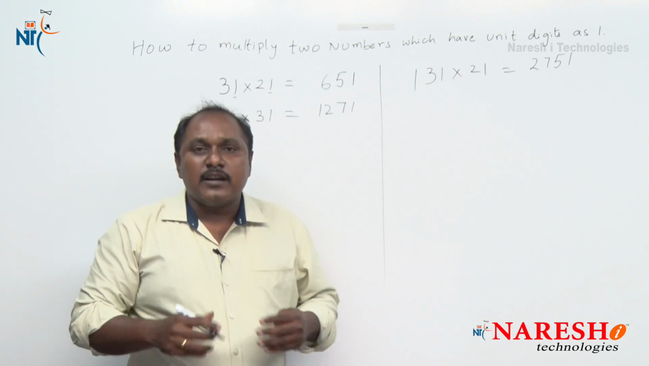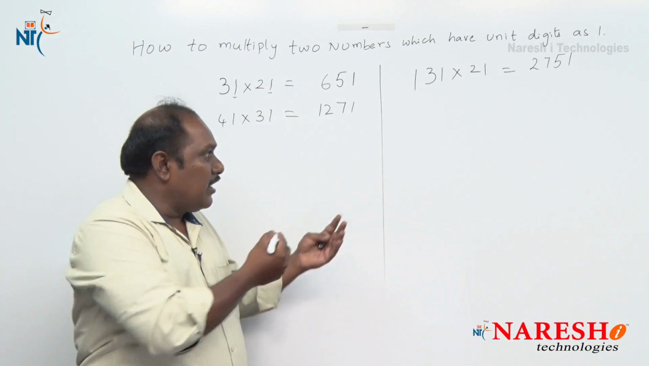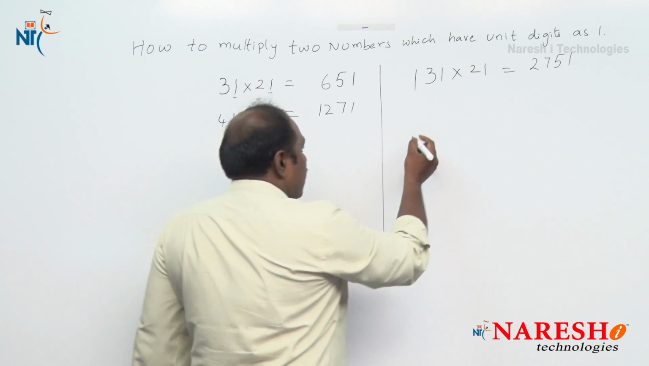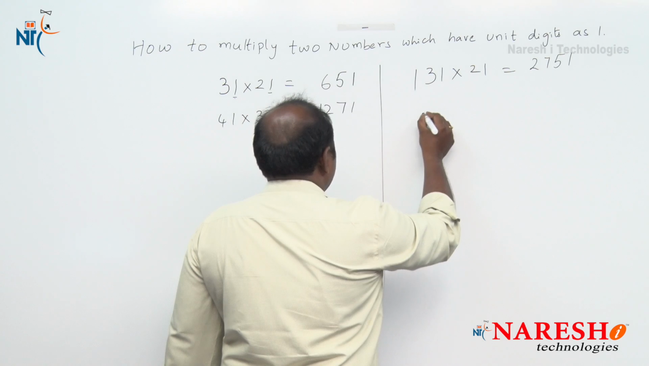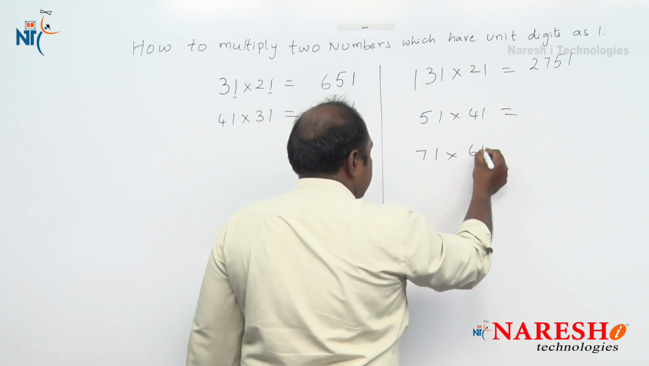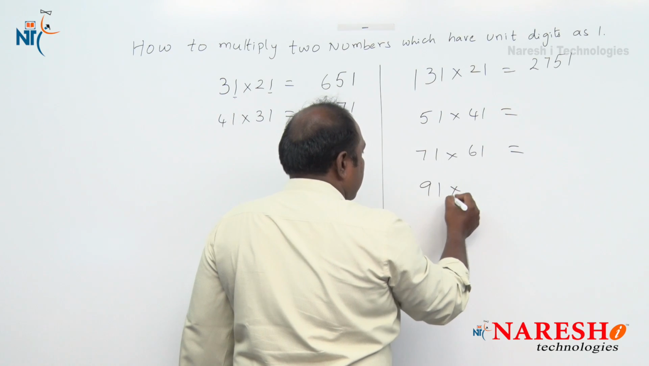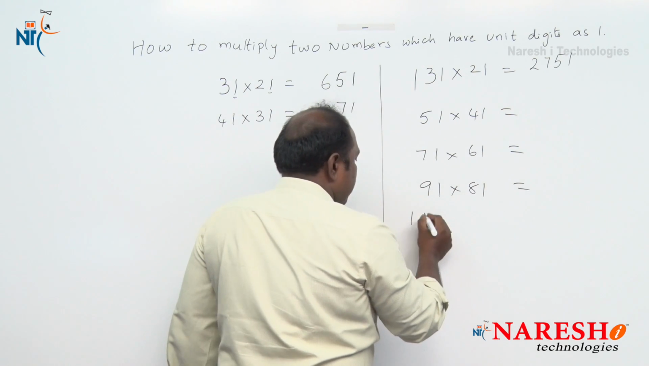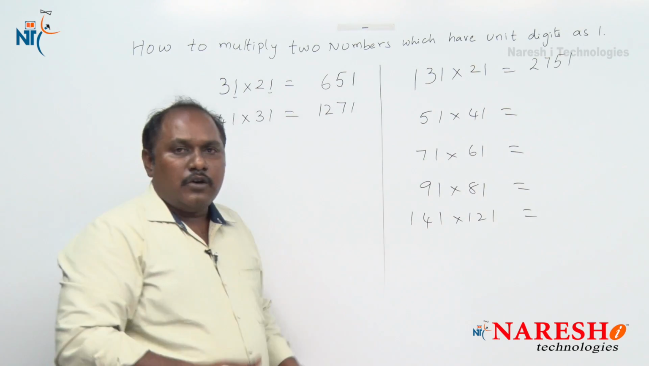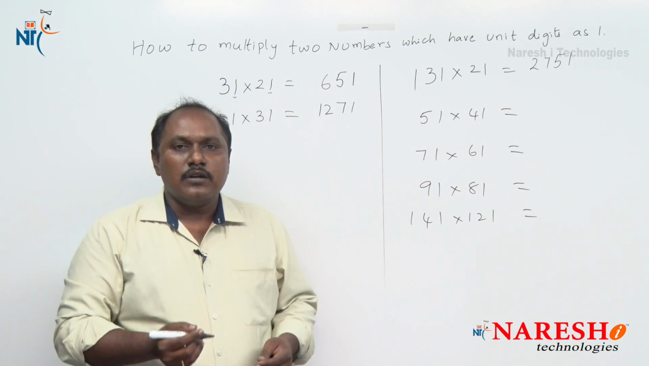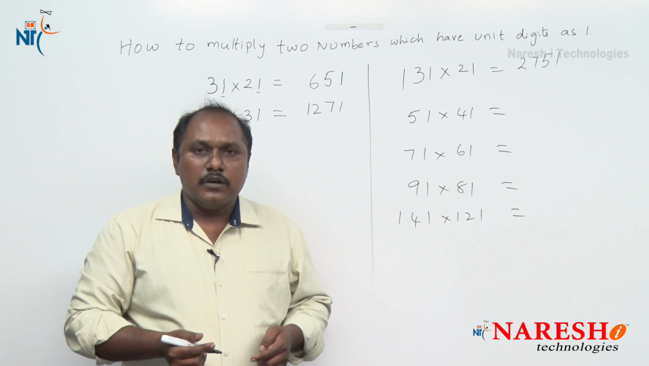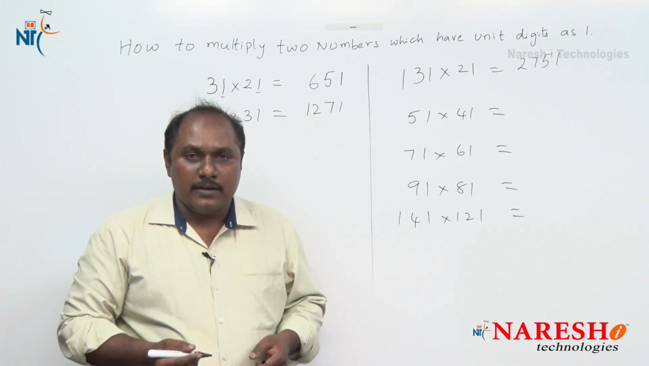So like this you can try some numbers on your own. I will give you some multiplications, you can try on your own and check. Now you can solve these questions: 51 into 41, 71 into 61, 91 into 81, 141 into 121 and so on. Check these numbers on your own and try to solve them in a very simple way, which will help you in solving your problems quickly.